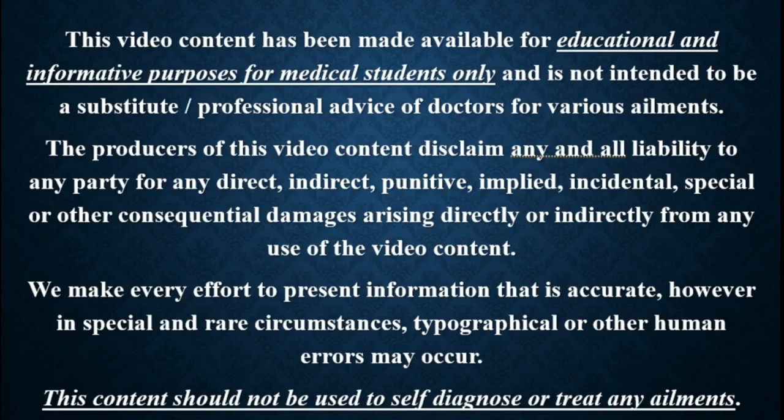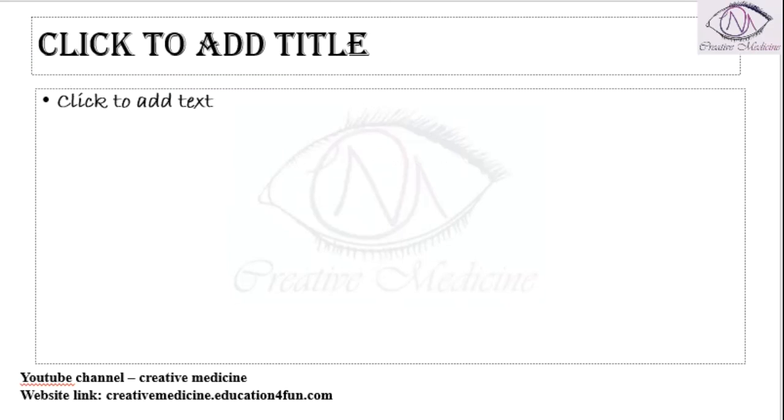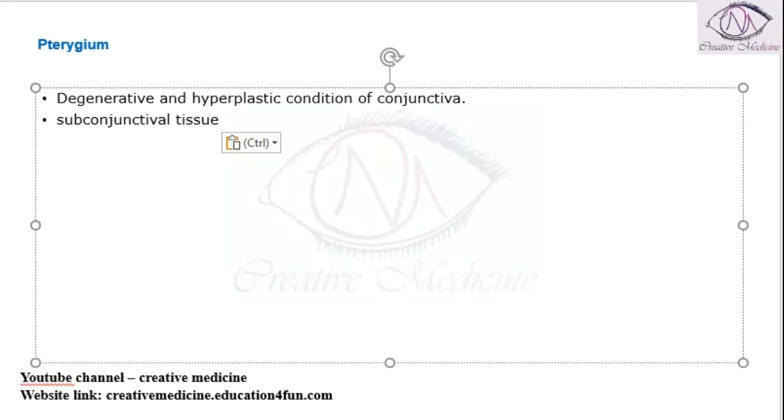In this lecture, we will learn about pterygium. Pterygium is a degenerative and hyperplastic condition of the conjunctiva. In pterygium, the subconjunctival tissue undergoes elastotic degeneration and proliferates as vascular tissue.